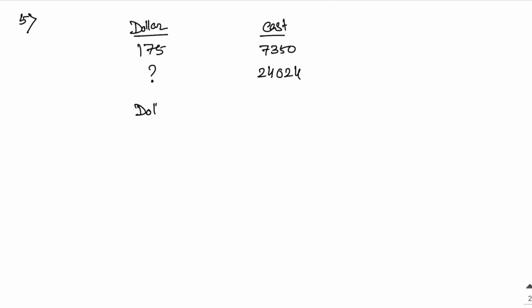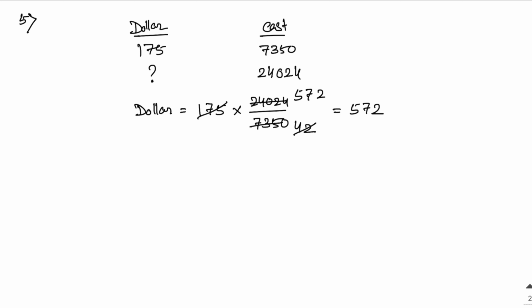So first you have to write down the dollars, that equals 175 into, and they want 24024 divided by 7350. So 7350 divided by 175 equals 42. Now 24024 divided by 42 equals 572. So your answer will be $572.